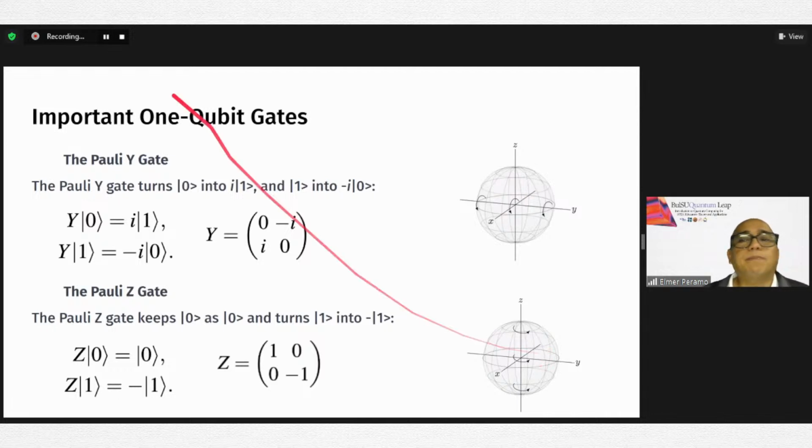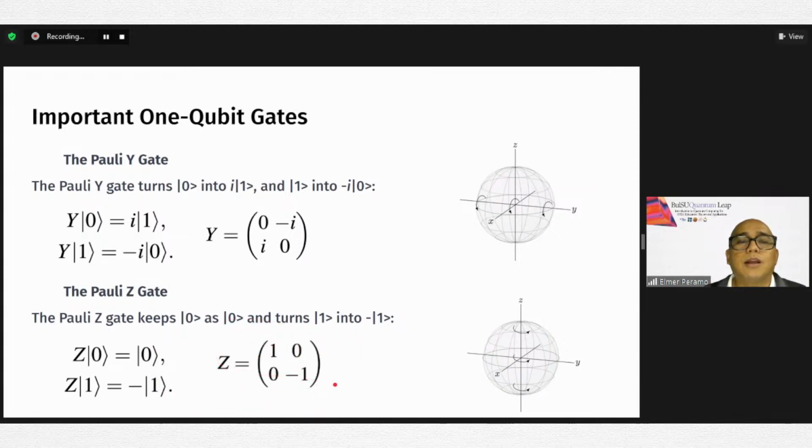Next, we have the Pauli Y gate. The Pauli Y gate turns 0 into i times 1 and 1 into negative i times 0. So these are examples. This is the Pauli Y gate. You multiply this with your state, and that is the effect. But on the Bloch sphere, if you have a point here, it's just like a rotation along the y-axis. Okay, the Pauli Z gate keeps 0 as 0, but turns 1 into negative 1.